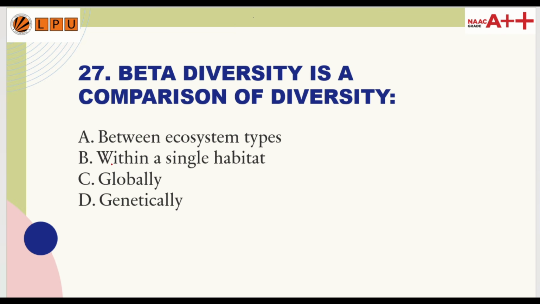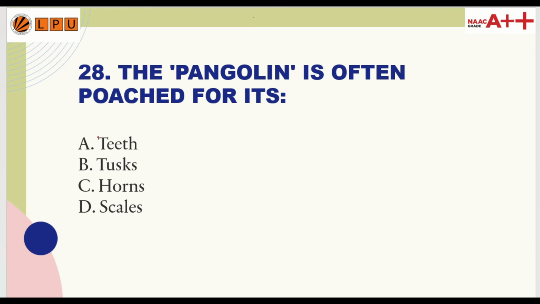27th number question. Beta diversity is a comparison of diversity option A between ecosystem types, option B within a single habitat, option C globally, option D genetically. So the correct answer is option A.